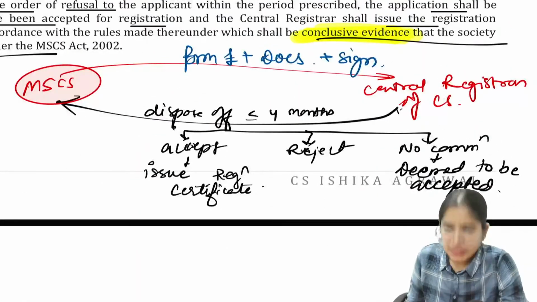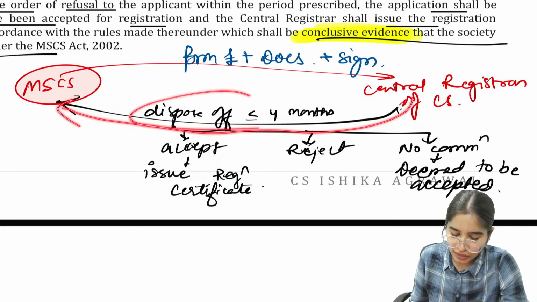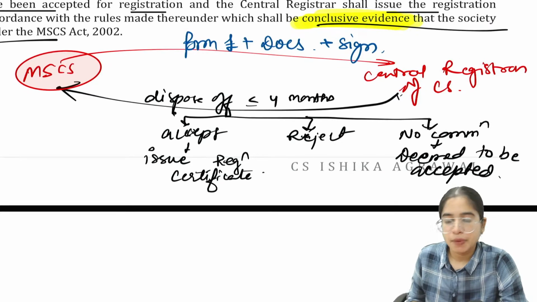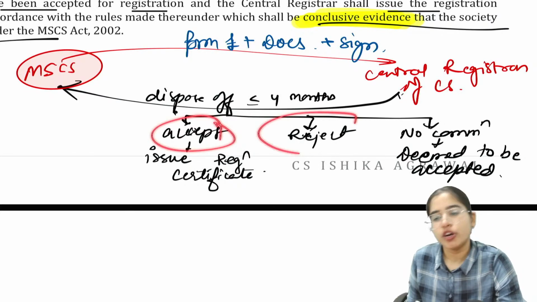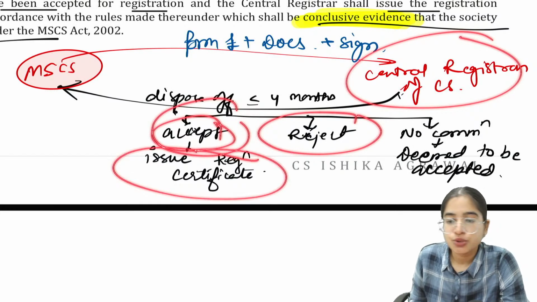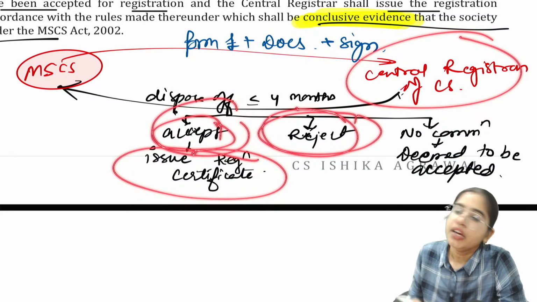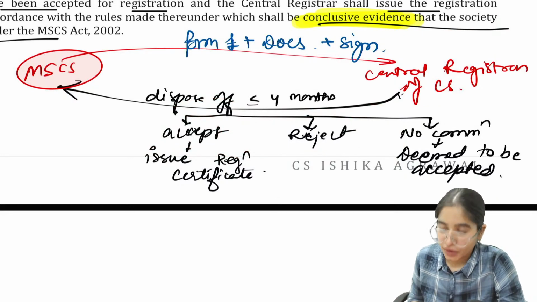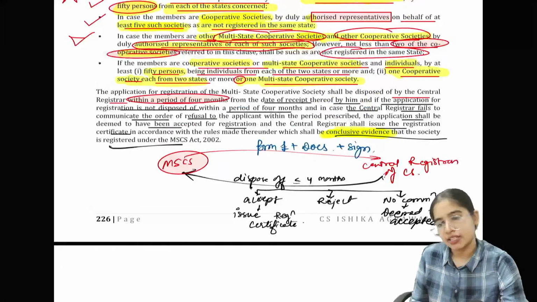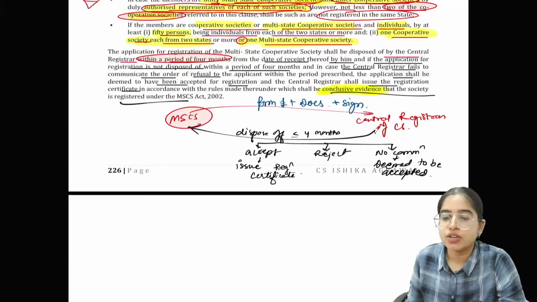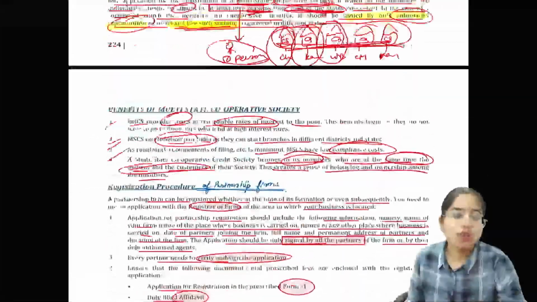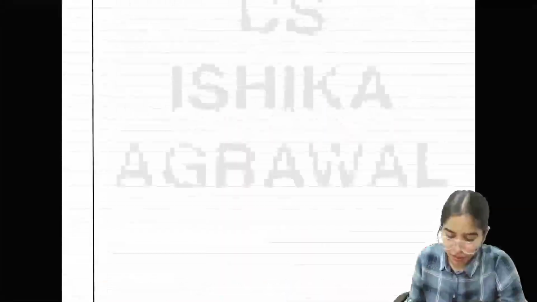Now, this central registrar has to dispose of the application within 4 months. Either it will accept or it will reject. If the central registrar accepts the application, it will issue a registration certificate. However, it may reject if the application is defective. And if no communication is made, then it will be deemed to be accepted. So this is all about the registration process of a multi-state cooperative society.